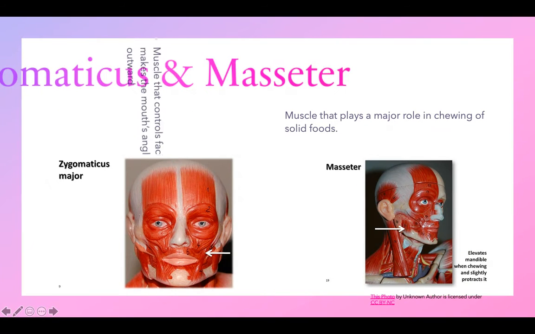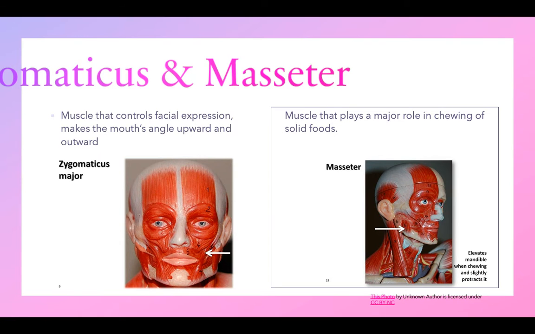Next is the zygomaticus, which is the muscle that controls facial expression. It makes the mouth angle upward and outward. And the masseter is a muscle that plays a major role in chewing solid foods, so it elevates the mandible when chewing. The arrow in the picture to the right shows you exactly where it's located.